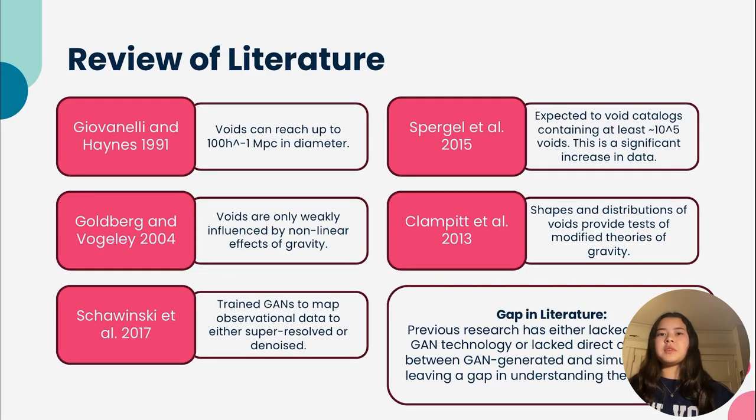So this is my review of literature. So one article mentioned that in 2004 voids are only weakly influenced by nonlinear effects of gravity. Another one mentioned that they train GANs to map observational data to either super resolved or denoised. Another mentioned that shapes and distributions of voids provide tests of modified theories of gravity.